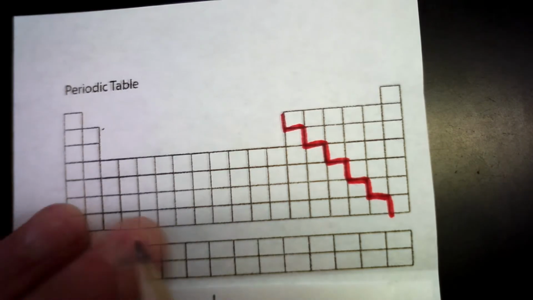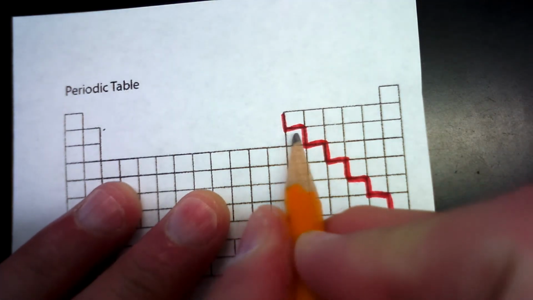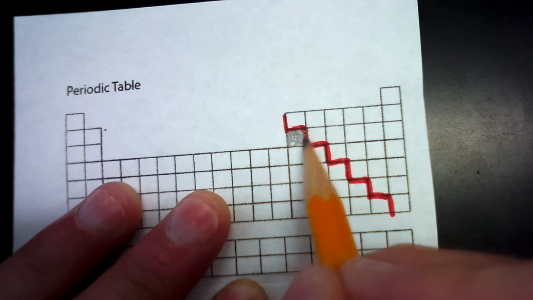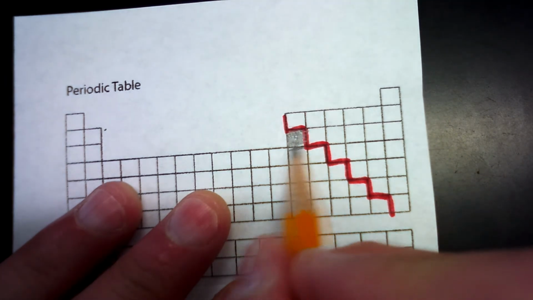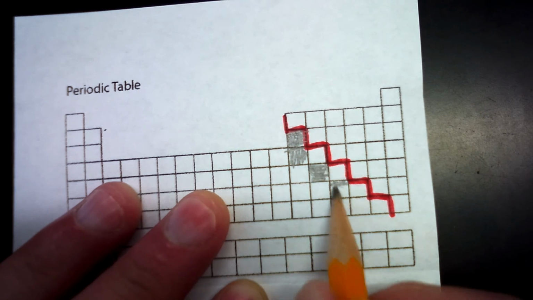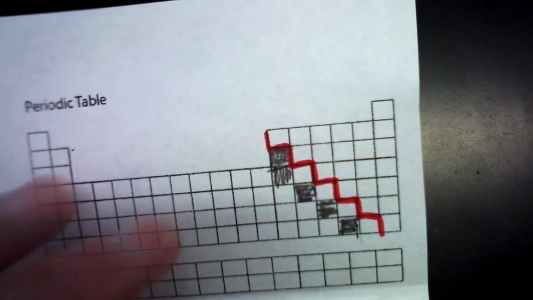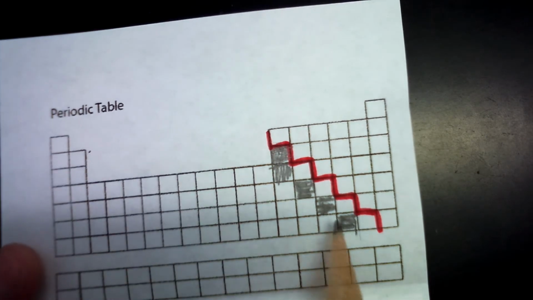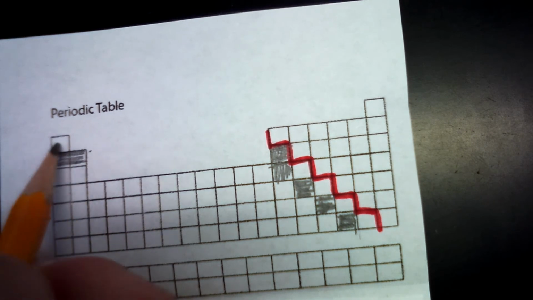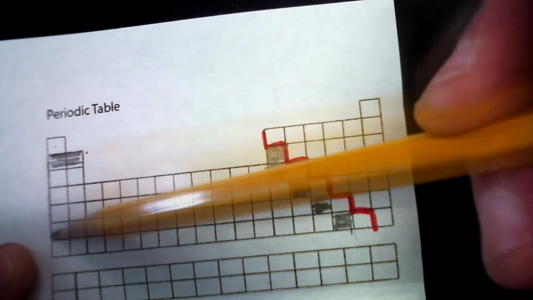So we're basically going to be doing this box right here. This would be aluminum, and it's the only metal that's right along the stair step right here. And then we'll do this box, and this box, and this box, and this box. Okay, so this is kind of going to be the edge here. And then basically everything else on this side, except this one up here, that's hydrogen, will be shaded. Okay, and hydrogen is a nonmetal, so we're not going to shade that one.